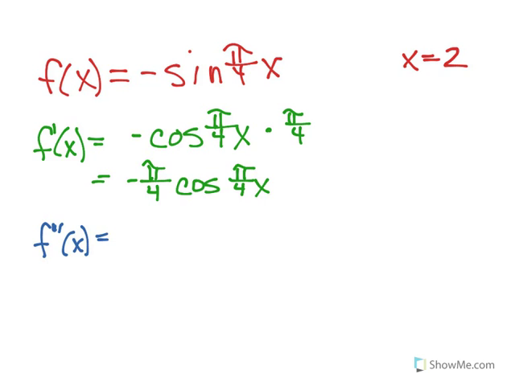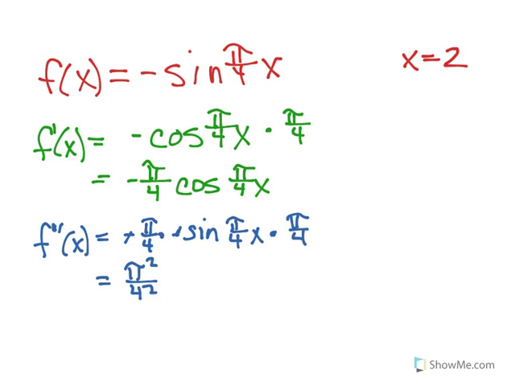The derivative of the cosine of something is a negative sine, so I'm already keeping the negative pi over 4 times negative sine of pi over 4x times the derivative of the inside, which is pi over 4. So I'm going to simplify this. I've got a negative and a negative, so it's going to become a positive. Pi squared over 4 squared times the sine of pi over 4x.